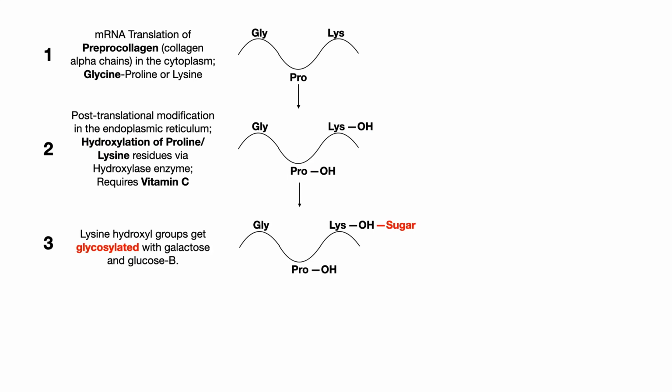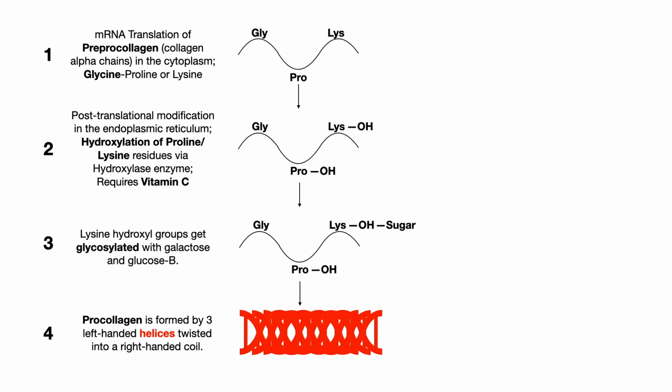Step 3, lysine hydroxyl groups get glycosylated, which is a fancy way of saying that sugar gets added on. And specifically, it's glycosylated with galactose and glucose. Step 4, procollagen is formed. And what happens here is that 3 left-handed helices, which is the plural version of the word helix, twist into a right-handed coil.